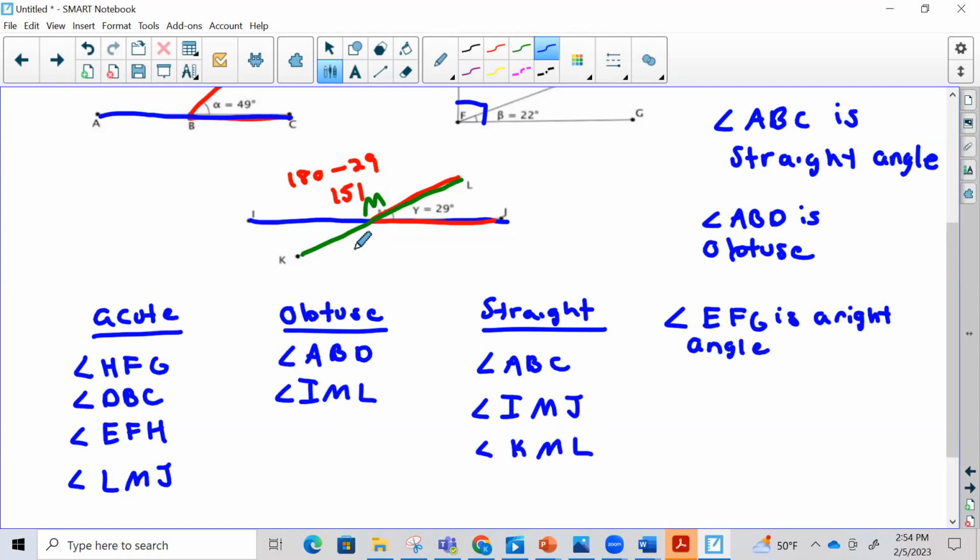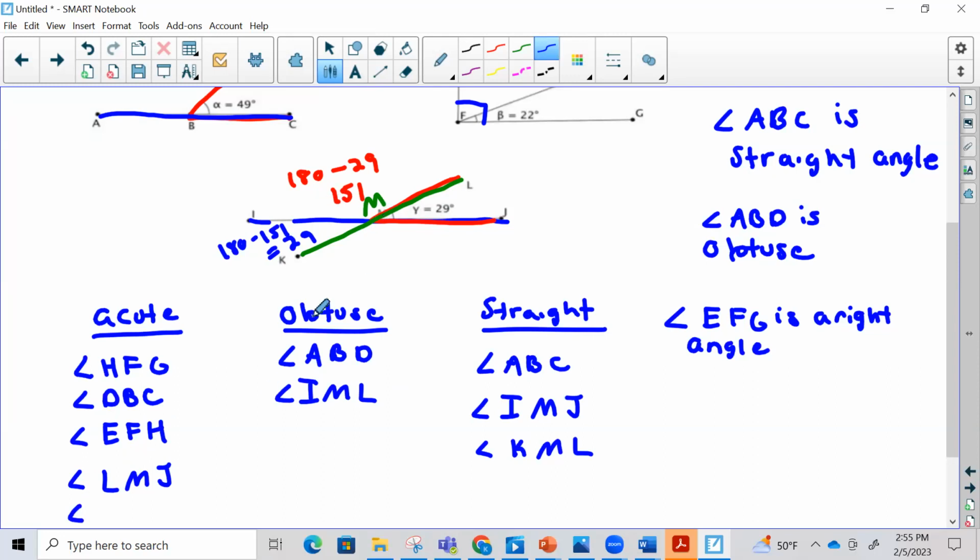And then we could find this angle because we have a straight angle. We know that IML is 151. So this is going to be 180 minus 151. Because we have a straight angle, which is 180, we're going to take out this angle, which is 151. And that's going to give me 29. It's going to be the same measure as that one. So that makes that an acute angle.